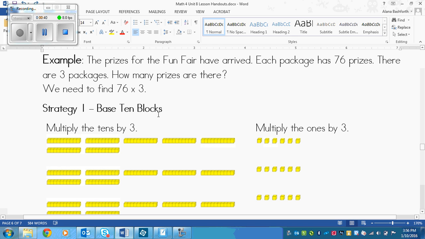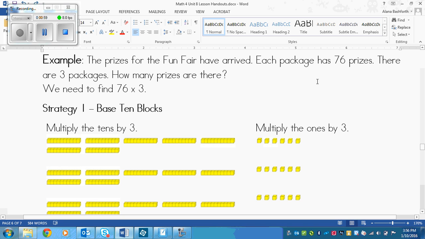So let's look at the example that we'll be using to look at all the strategies. There's 3 strategies in total. And the example goes, the prizes for the fun fair have arrived. Each package has 76 prizes. There are 3 packages. How many prizes are there?